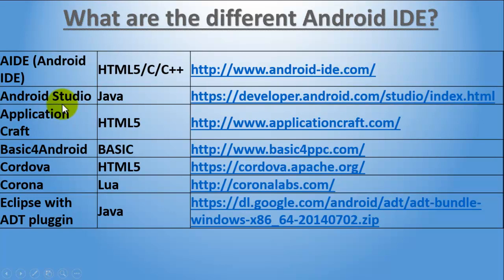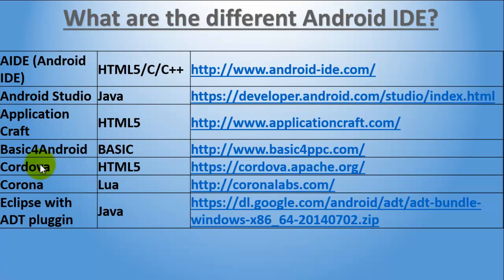The second one would be your Android Studio. So in Android Studio, you can use Java as a supportive language to develop the Android application. Then comes Application Craft, Basic for Android, Cordova, Corona, Eclipse with ADT plugin. So these are some IDEs where you use different languages to develop the Android application.